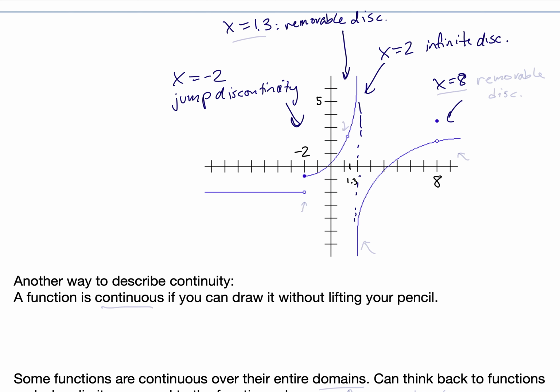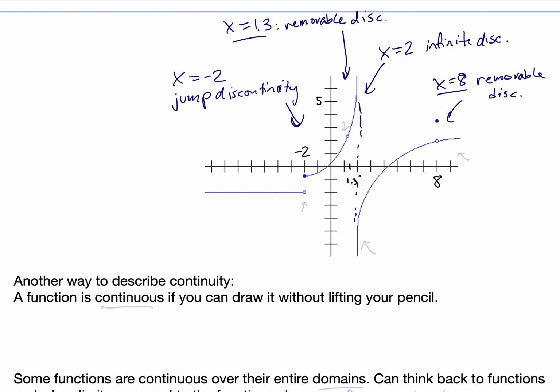And finally, we see that at x equal to 8, we have, again, another removable or point discontinuity, because again, the limit does exist, it's just not equal to the function value at that point. So it could be, as in the situation at x equals 1.3, where the function is just not defined at that point, or it could be similar to the situation where x equals 8, where the function is defined at that point, but it's just not equal to the value that the limit of the function approaches.